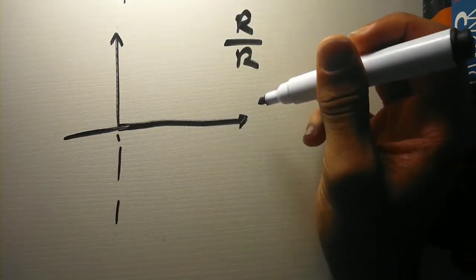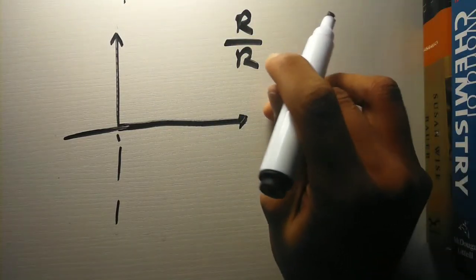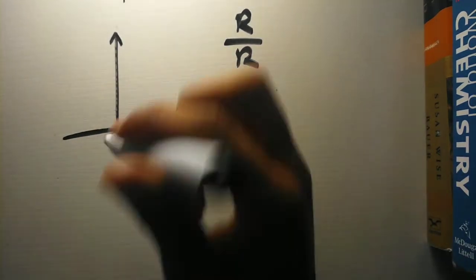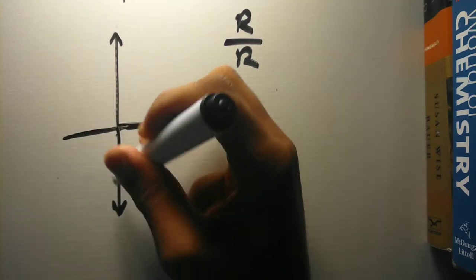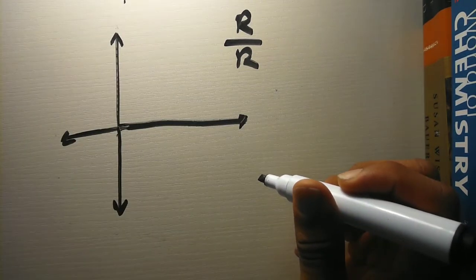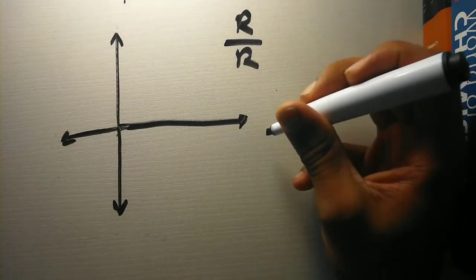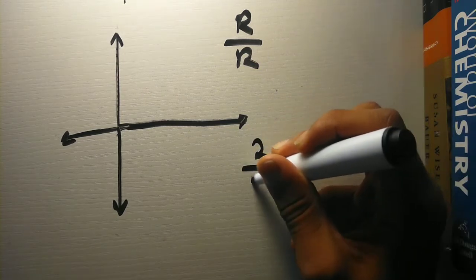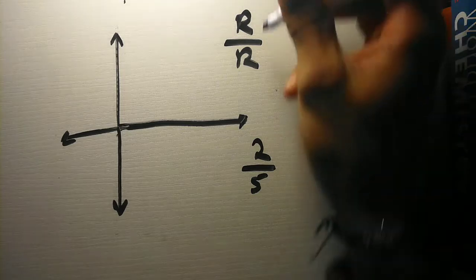Let's say we're looking at the two-dimensional coordinate plane, and we had a slope of, let's say, 2 over 5. Okay, so this is what we do.